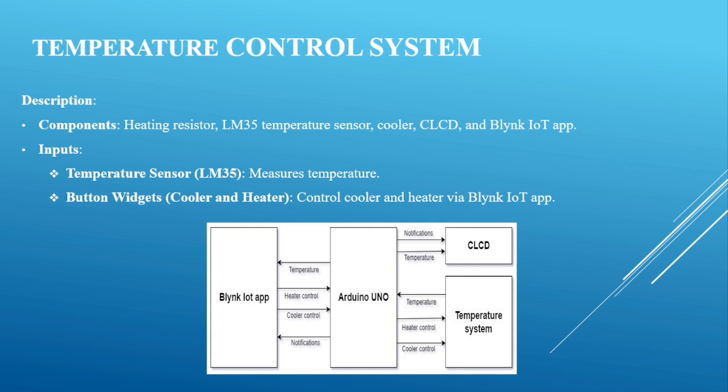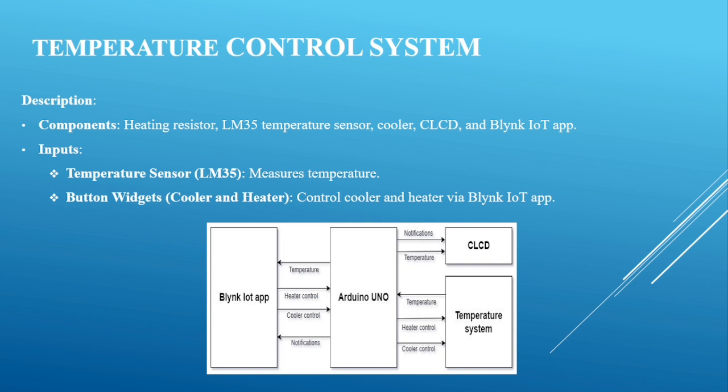Users can control the cooler and heater through the button widget on the Blynk app, which allows for remote management of these devices. The process includes reading the temperature and displaying it on the CLCD and gauge widget. The system toggles the cooler and heater on or off based on the state of the button widget in the Blynk app. If the temperature exceeds 35 degrees Celsius, the system will turn off the heater, send a notification via the Blynk app, and display an alert on the CLCD to inform the user of the high temperature.